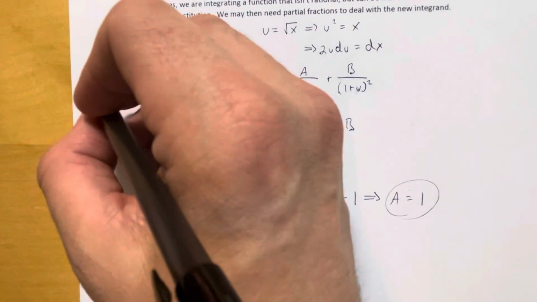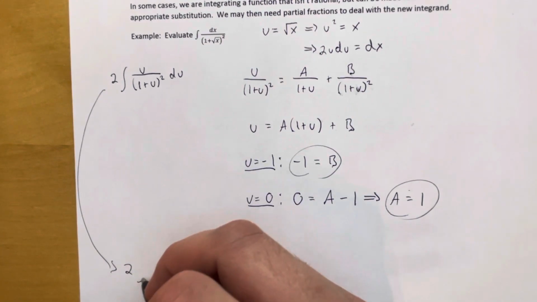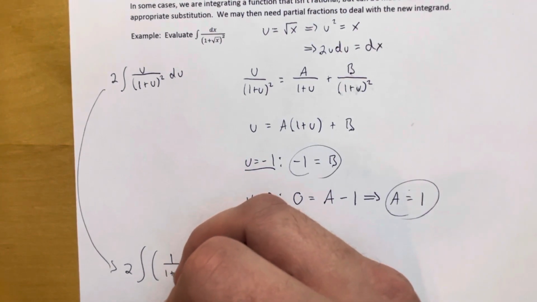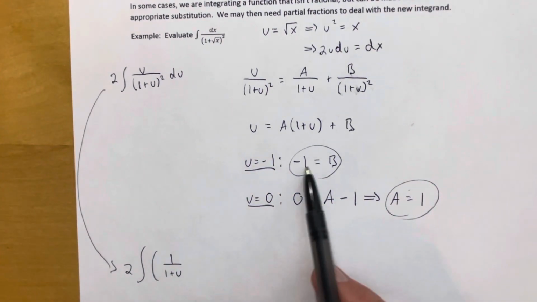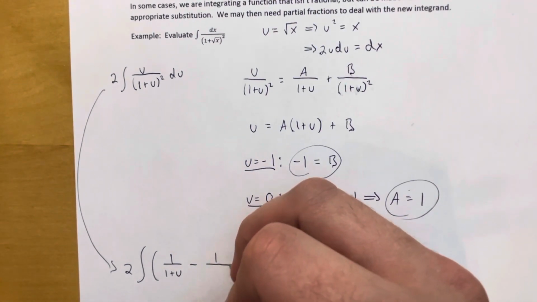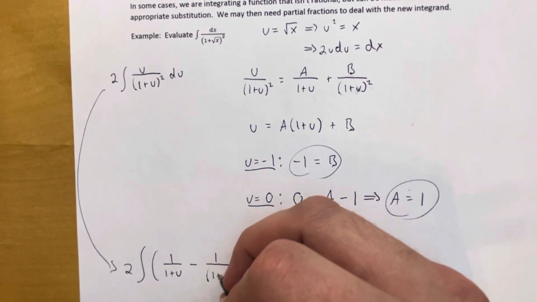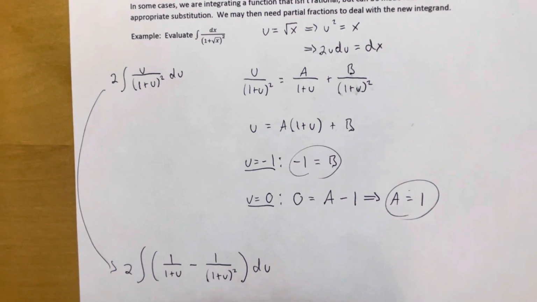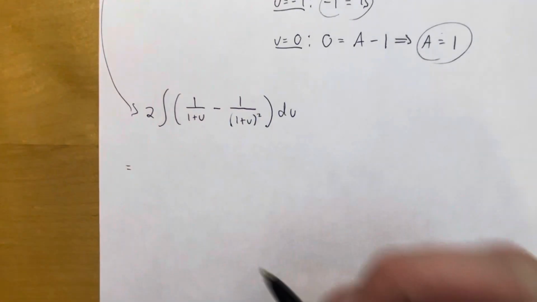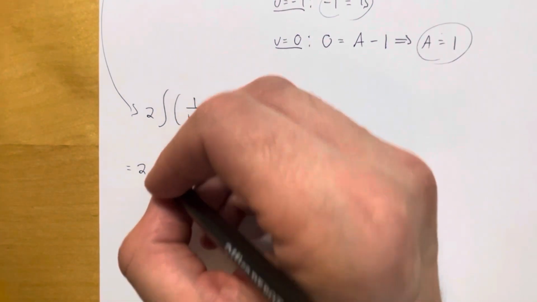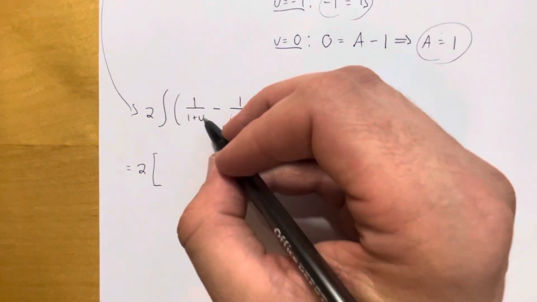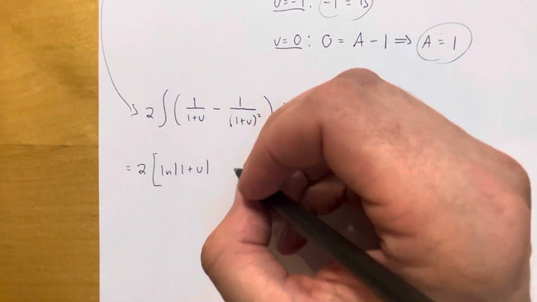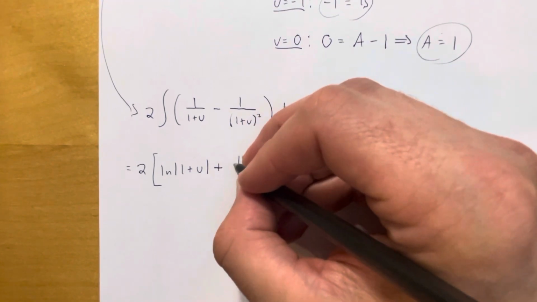So now my integral becomes, don't forget that 2 out there, a over 1 plus u, which is in this case just 1 over 1 plus u, plus b, which was -1, so let's write that as -1 over 1 plus u squared du. Both of these we've dealt with already in different forms, but basically the same thing. So this becomes 2 times what? That's a natural log of the absolute value of 1 plus u. Over here, this is just plus 1 over 1 plus u.